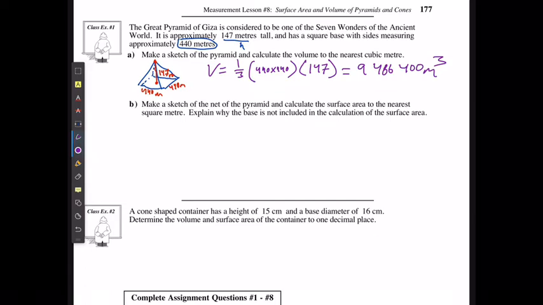If I want to make a sketch of the net of the pyramid and calculate the surface area to the nearest square meter, then I'm going to say that I would have the square base, and from there, if I folded it open, I'm going to have identical triangles that come out on each side.